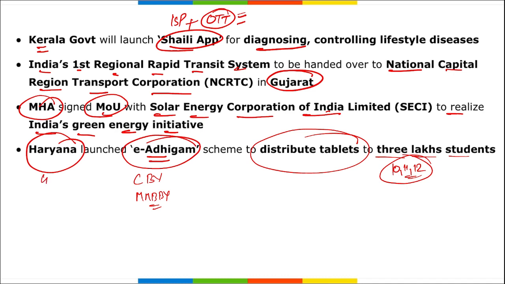And in Haryana, in Gurugram, the International Solar Alliance has its headquarter. This was launched in the year 2015. It is a joint venture between India and France.